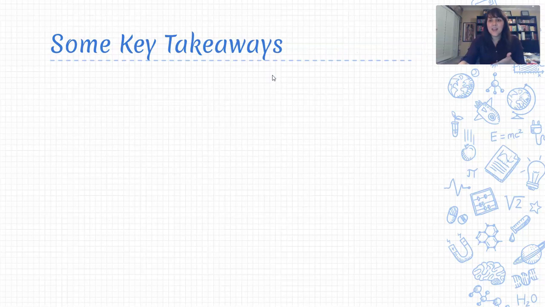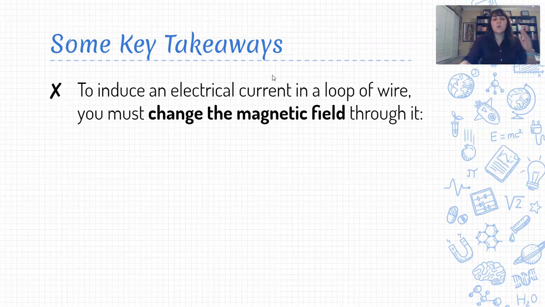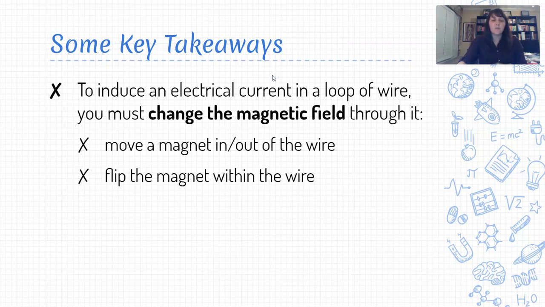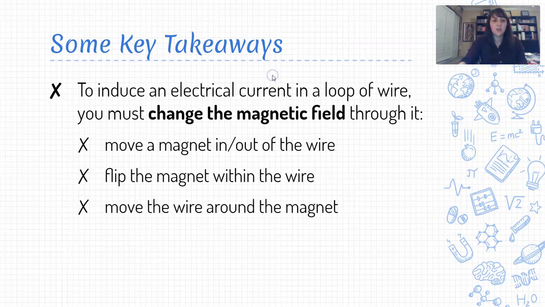Right? So the big takeaways from that investigation where you were trying to create electricity was that if we want to induce an electrical current, if we want to get a current to be created and charges to move using magnets, what we really need is to be changing the magnetic field that's going through our loop of wire. And there are a number of different ways that we can do that. We can move a magnet physically in and out of the loop of wire. Some of you may have tried flipping the magnet, so switching the polarity of the magnet. That also was able to create an electric current.